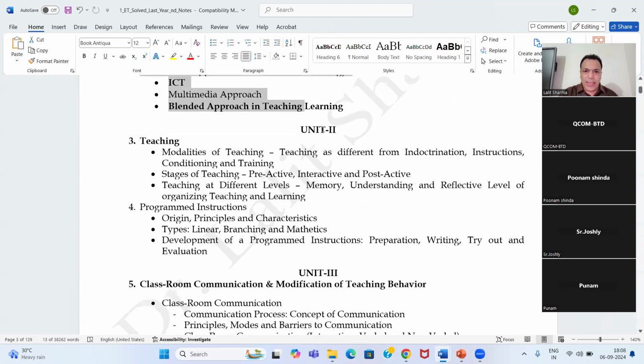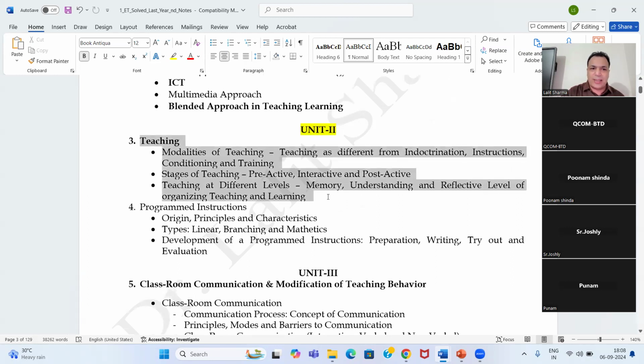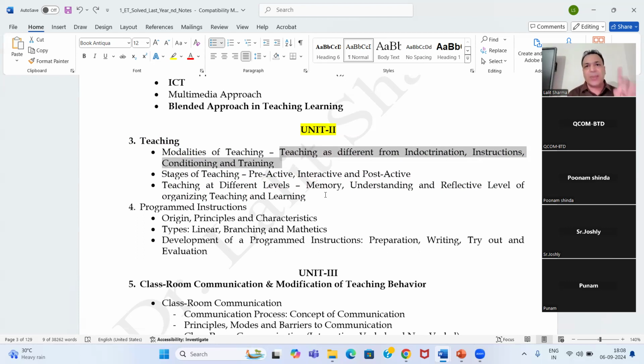Next, unit 2. Under unit 2, again, it is very easy. This portion you have already done, right? Teaching portion, you can see that. Okay, under teaching, there are modalities of teaching, right? It's very simple, guys. You can see that. It is written how teaching is different from indoctrination, instruction, conditioning, and training.